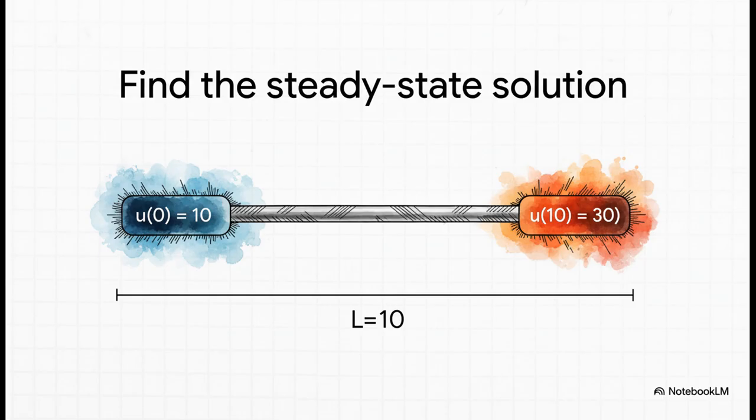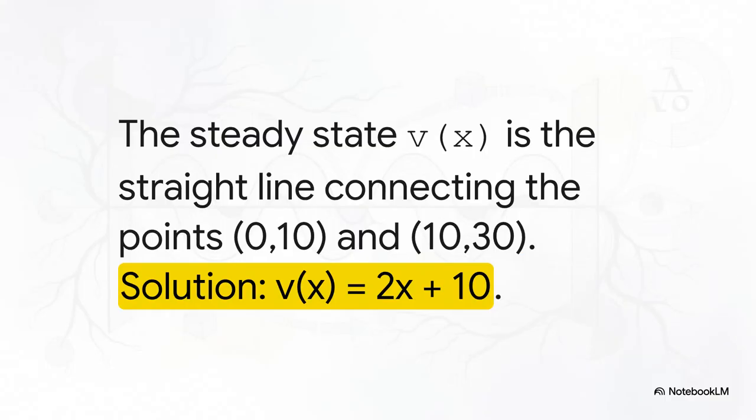Imagine you've got a rod that's 10 units long. The left end is held at a constant 10 degrees, and the right end is at a constant 30 degrees. So our very first task is to find the steady state part of the solution, that v of x. And this just shows how simple the steady state part can be. I mean, think about it. After a super long time, what's the temperature going to look like?